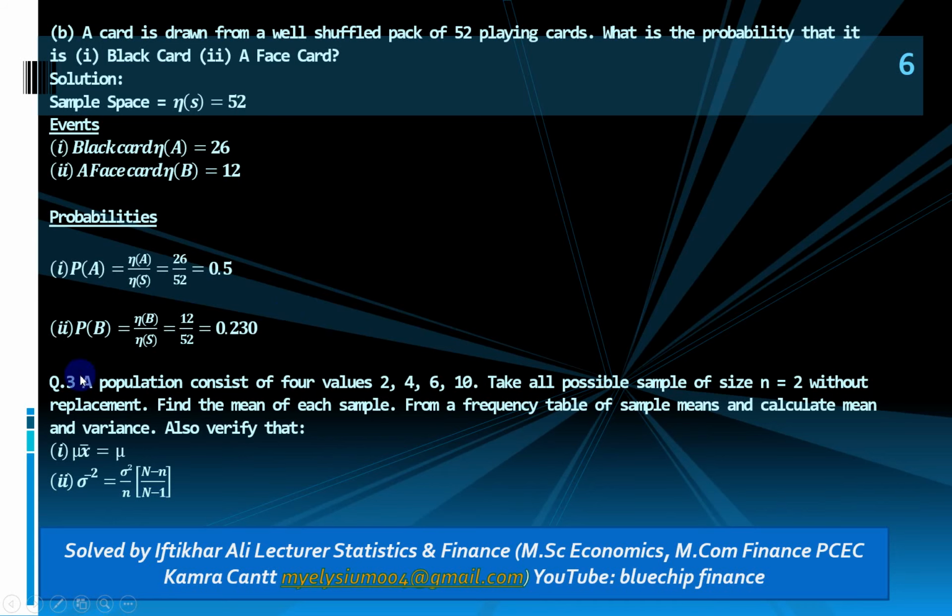Question number 3, that a population consists of 4 values 2, 4, 6, 10. Take all possible samples of size n equals to 2 without replacement. Find the mean of each sample, form a frequency table of sample means and calculate mean and variance.